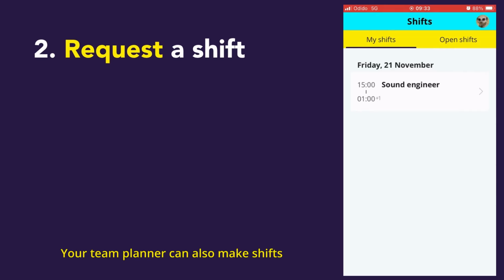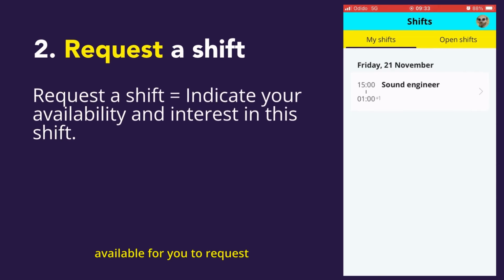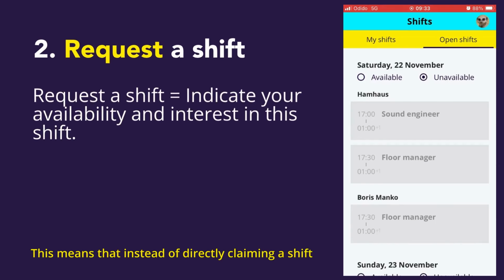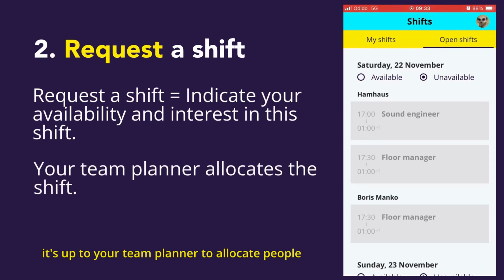Your team planner can also make shifts available for you to request. This means that instead of directly claiming a shift, you indicate to your team planner that you are available for this shift and would like to request it. Multiple people can request the same shift and then it's up to your team planner to allocate people to these shifts. You can find shifts to request in the Open Shifts tab.